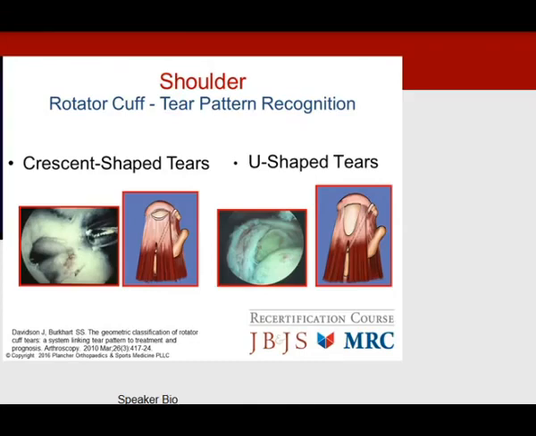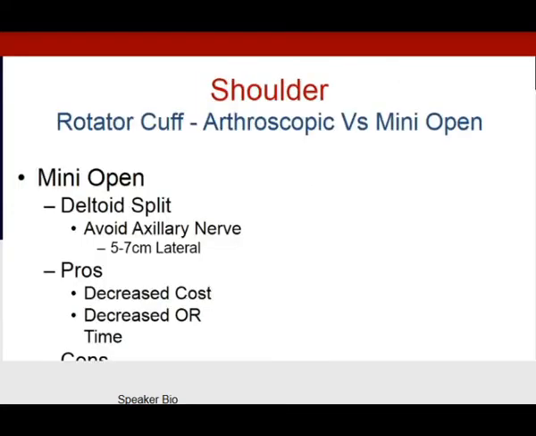Identification of tear patterns is important. It helps us to understand how we repair them in the operating room. Here seen a crescent-shaped tear on the left and a U-shaped tear on the right. If you choose to do a mini open rotator cuff tear or a deltoid split, as we spoke about before, avoid the axillary nerve at 5 to 7 centimeters.